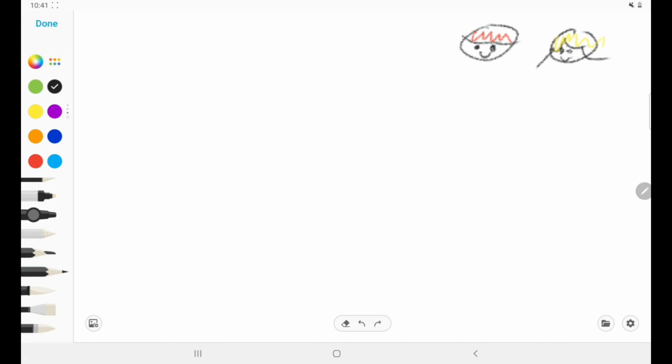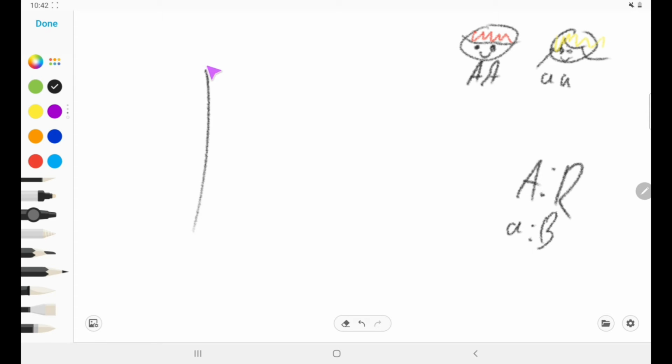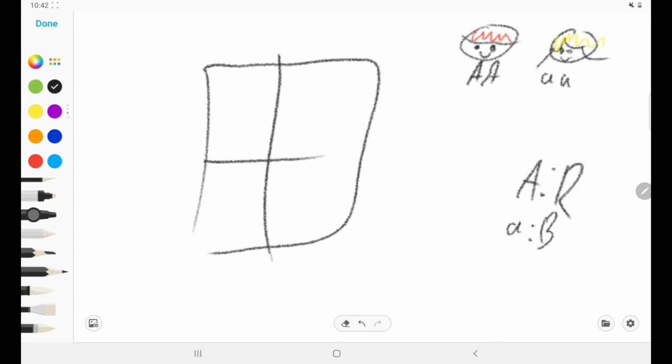So this is going to be our second example. So this person's going to have a capital A, capital A. So the quality of red hair is going to be capital A. And the quality of having blonde hair is going to be lowercase a. So lowercase a is blonde. Now let's just punch it into our Punnett squares. Uppercase A, we're just going to put that on top. Lowercase a is going to be on the side.